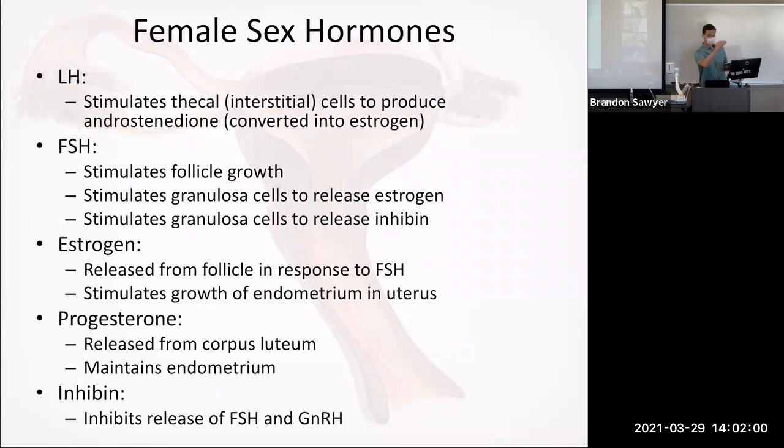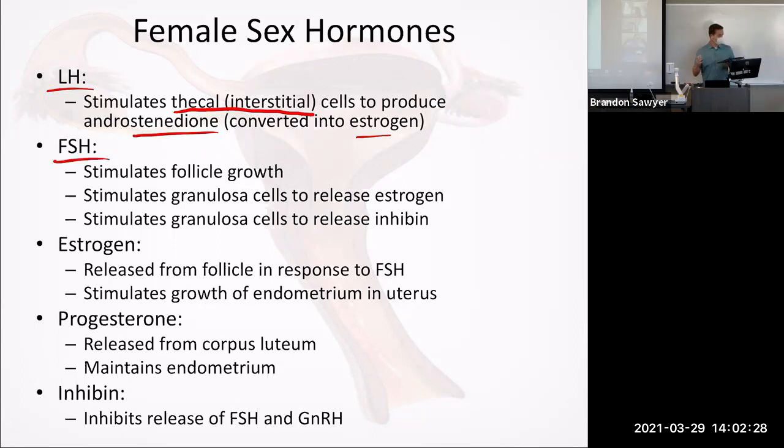Okay, so let's talk about the female sex hormones here. LH, like we were just talking about, luteinizing hormone, its job here is to stimulate those thecal cells, or interstitial cells, to produce androstenedione. So it's one of the sources of estrogen, but it's not the primary source. This is the androgen that gets converted into estrogen. That's one of the roles of LH here.